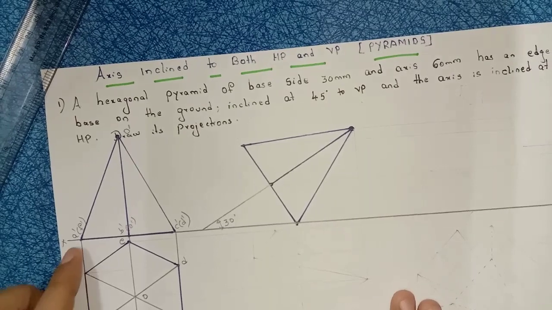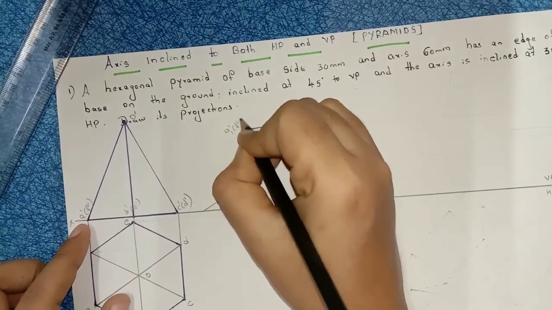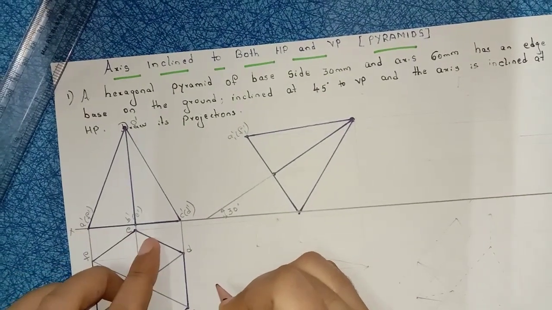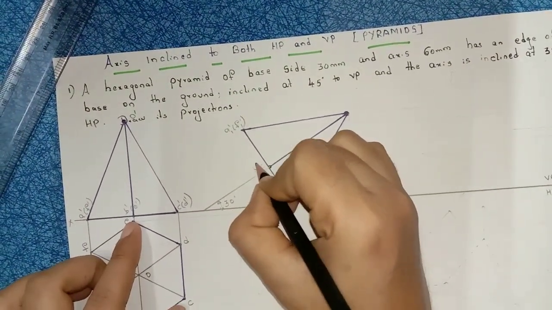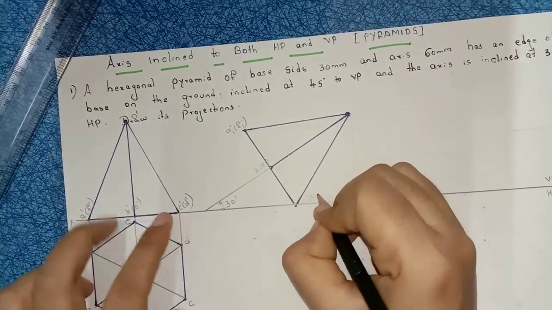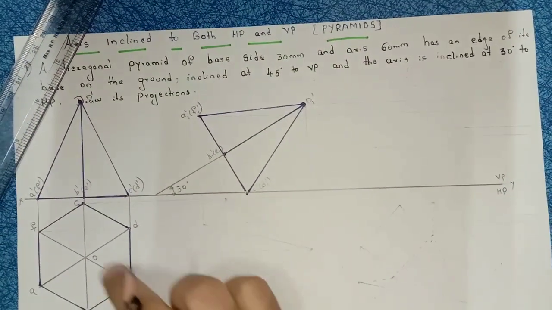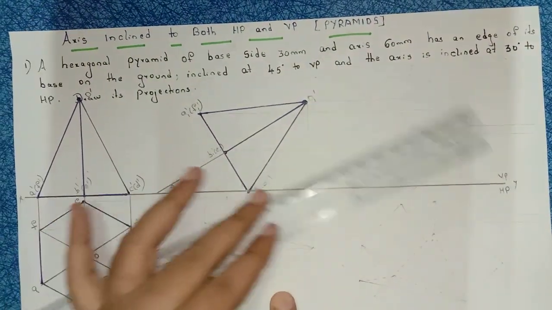Right? Now, here this point is A1 dash of F1 dash. And here this point is B1 dash of E1 dash. This point is C1 dash of D1 dash and O1 dash. Right, 1, 2, 3. Now I have to construct 4 here.